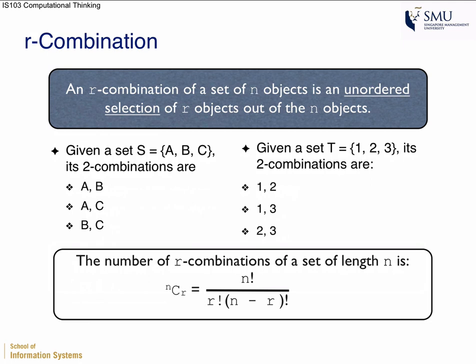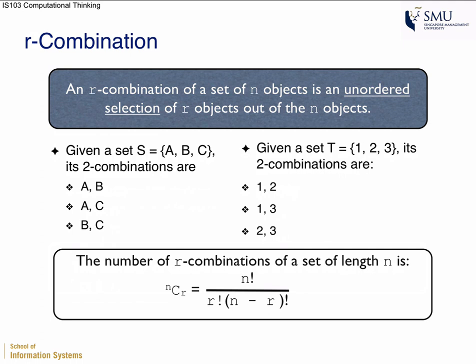Now, AB and BA are two different permutations because in permutation we care about the ordering in which they come. But AB and BA are the same combination because we don't care about the ordering in combinations.